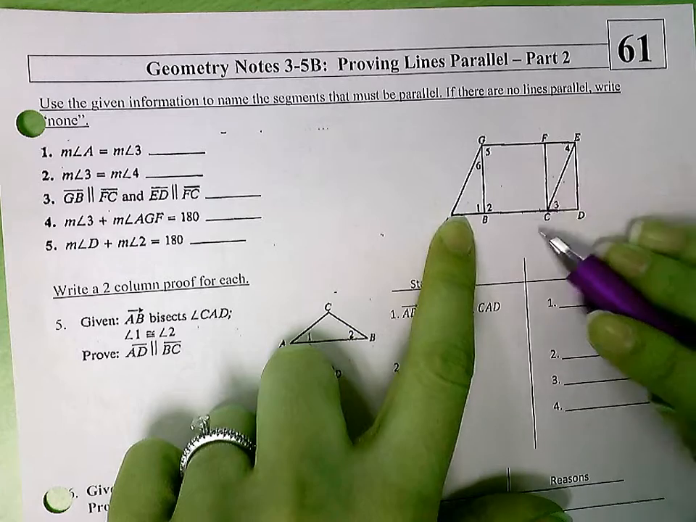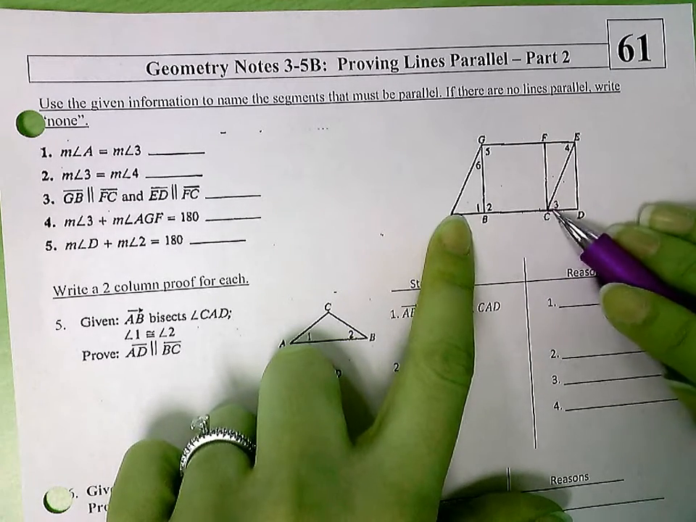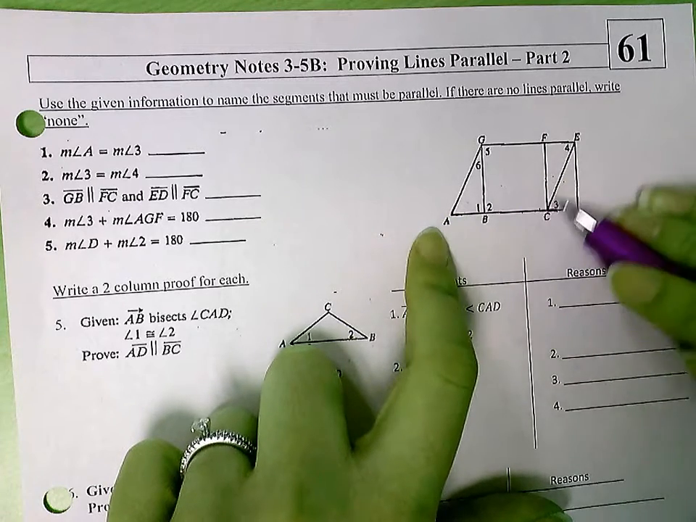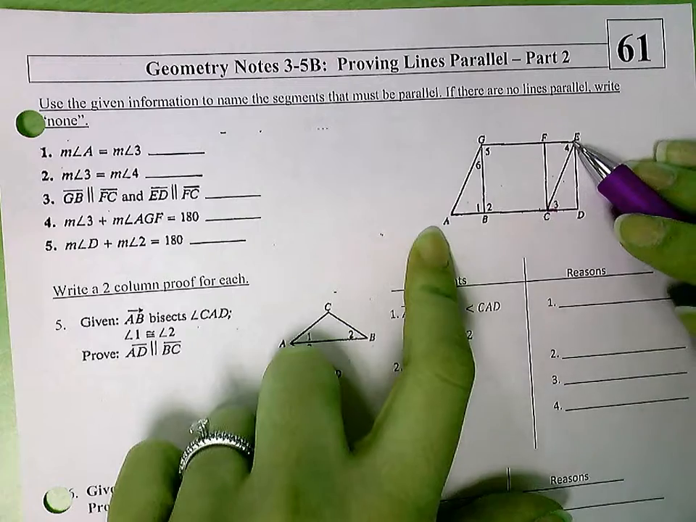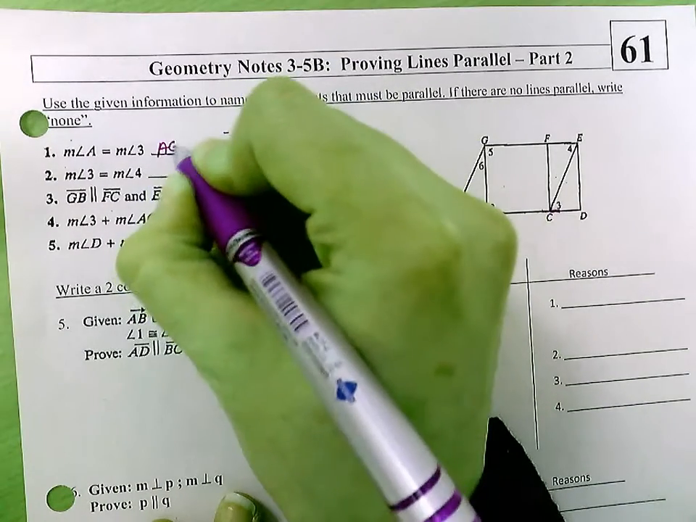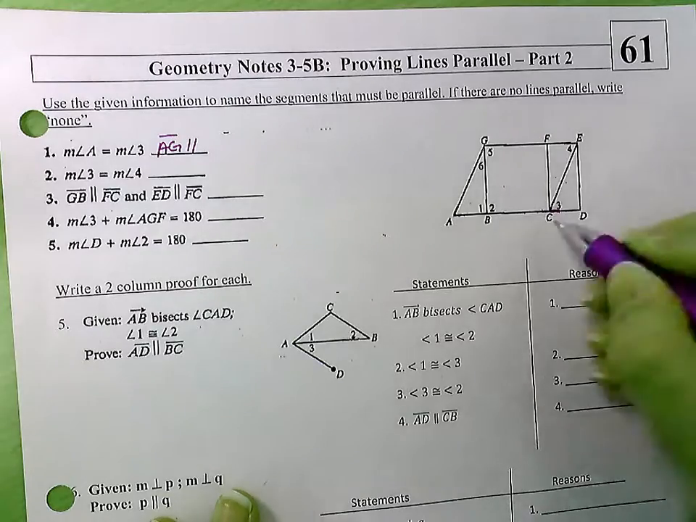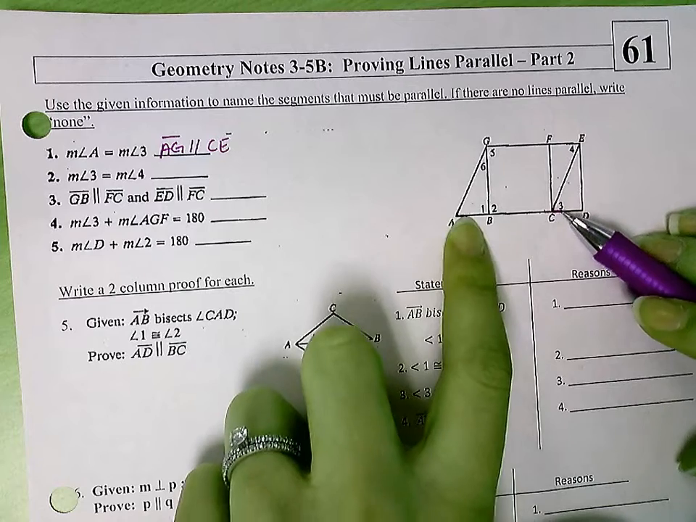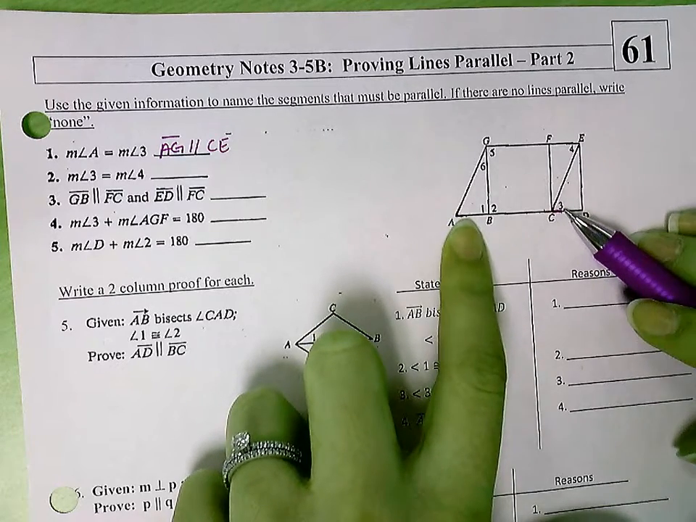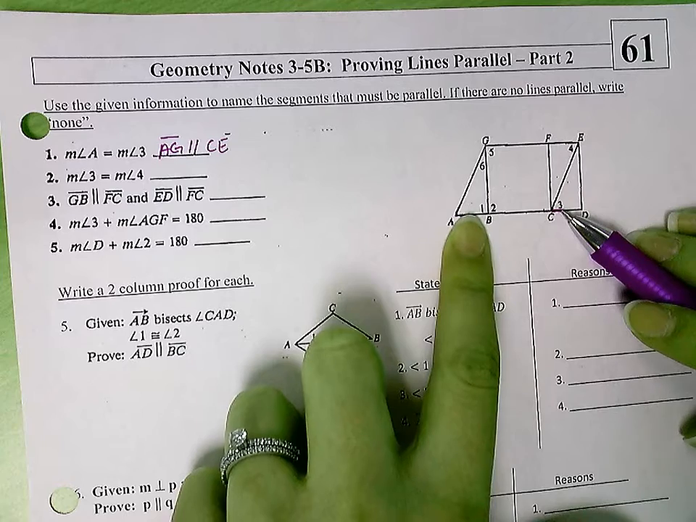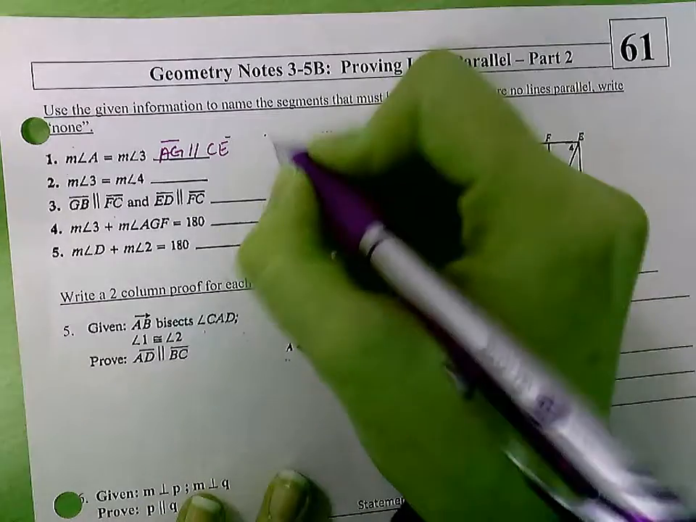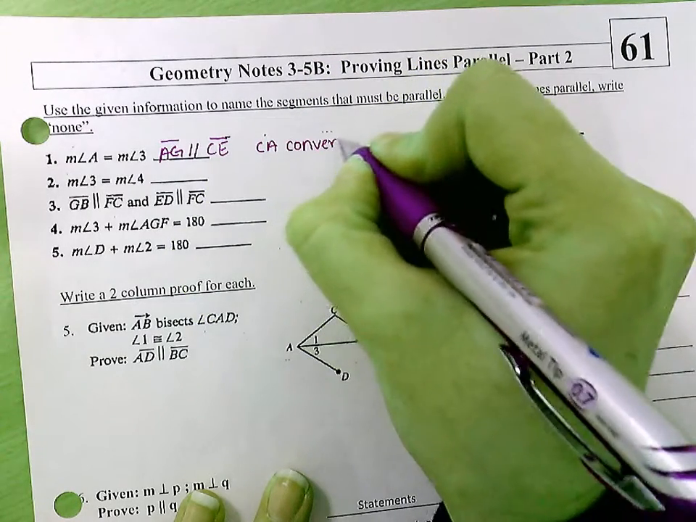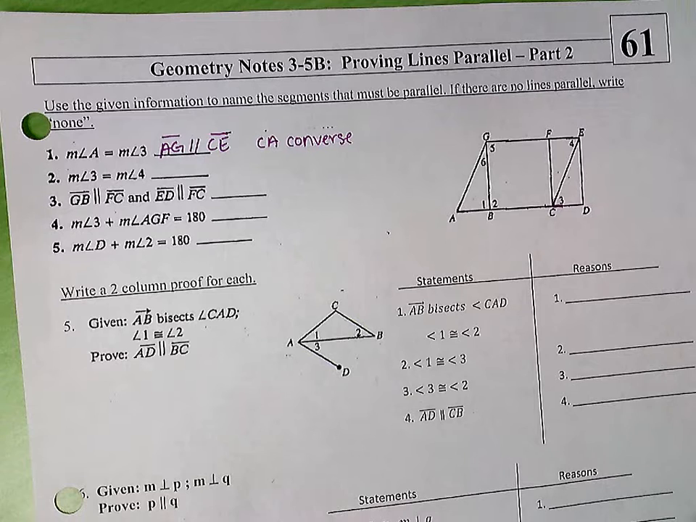For 3, AD is the transversal. The other line that makes up angle 3 would be CE. So those two would have to be parallel to each other. So I can write AG is parallel to CE. Now if those two lines are parallel and those two angles are equal, what type of angle pair are those? CA. They're corresponding angles. So I'm going to use that converse to prove those lines are parallel.